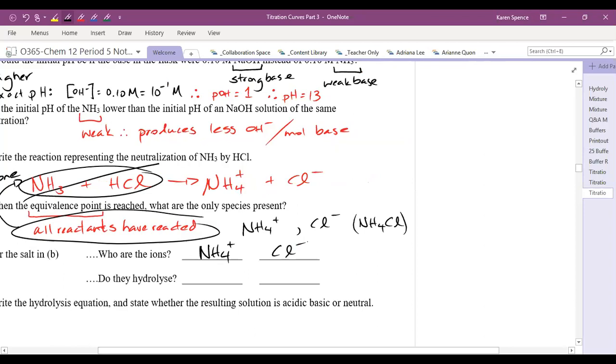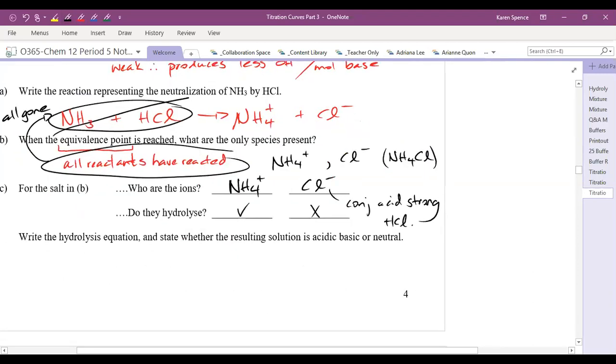Does NH4 plus hydrolyze? Yes, it is one of those four. Chloride does not because its conjugate acid is strong, HCl. Okay, and so you guys are going to now try for yourselves to write the hydrolysis equation and decide whether the solution is acidic, basic, or neutral. So try that for yourself, and then when you're done, you can just write done.